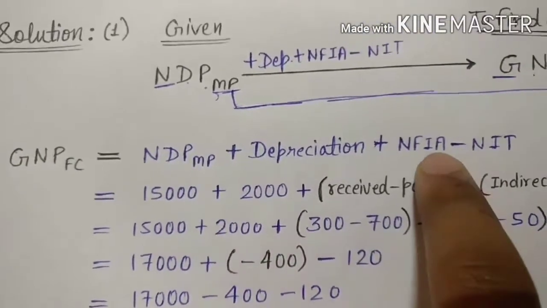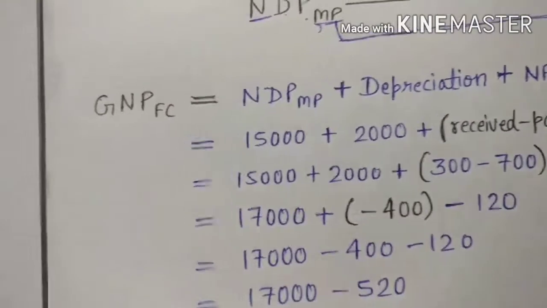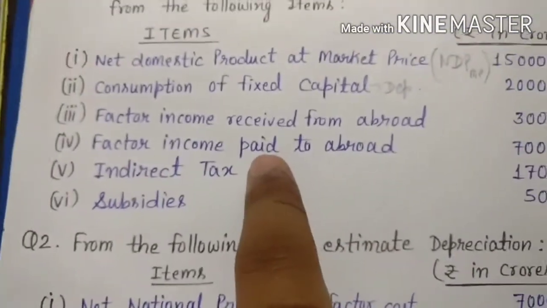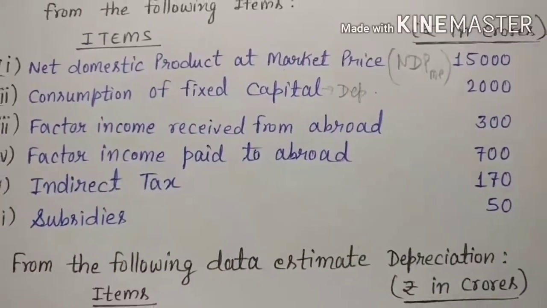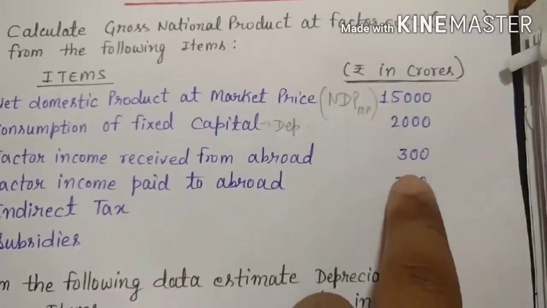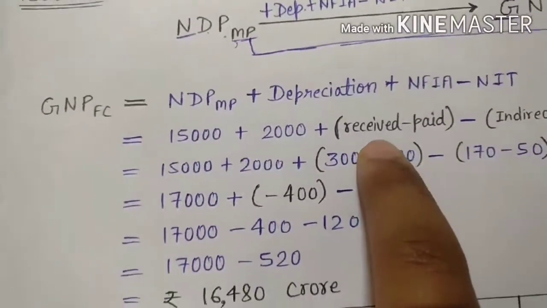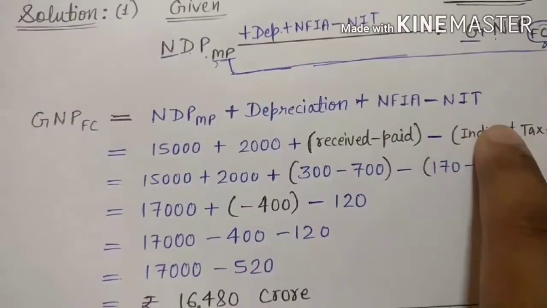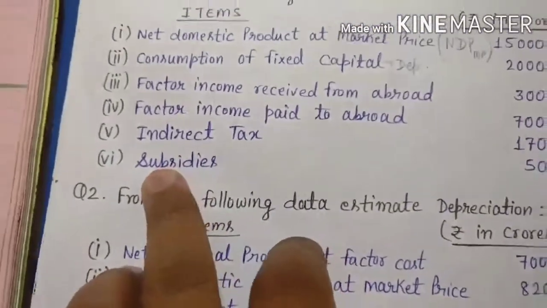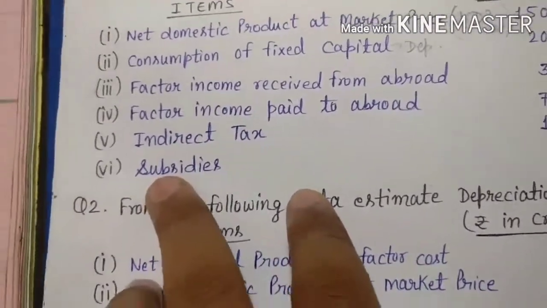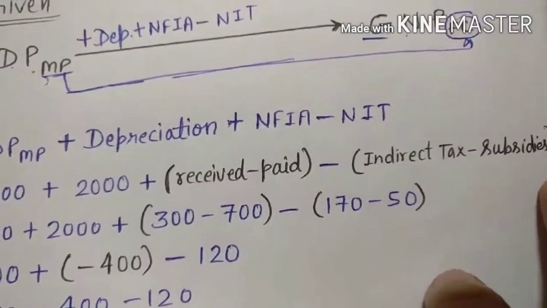Then it was NFIA. Net factor income from abroad is what we have received from abroad, from which we subtract what we have paid to abroad. So NFIA is received from abroad minus paid to abroad. Then NIT. We are given two items, indirect tax and subsidies. So net indirect tax is indirect tax minus subsidies.